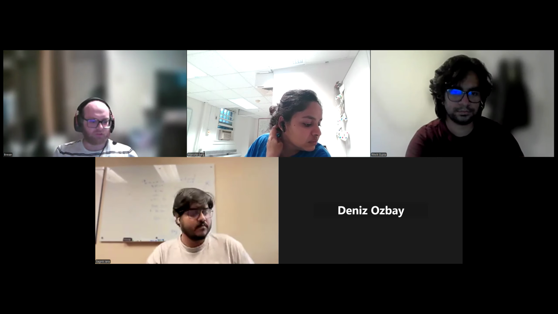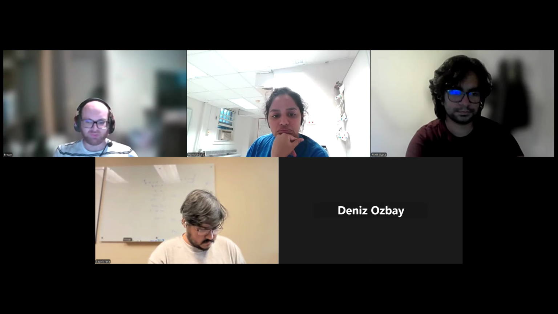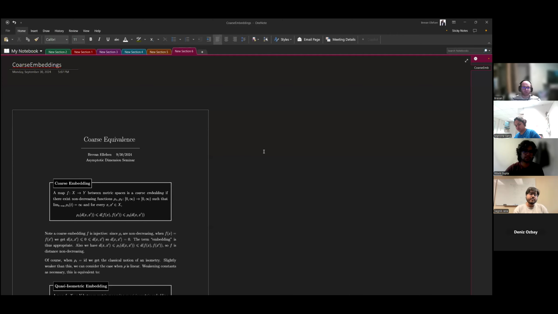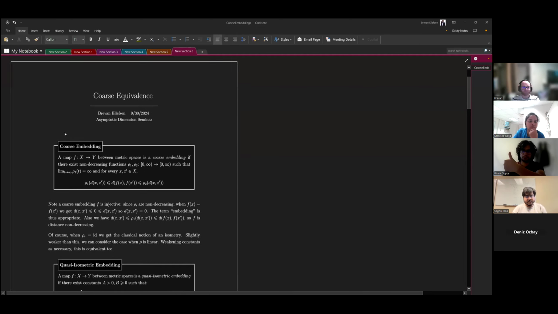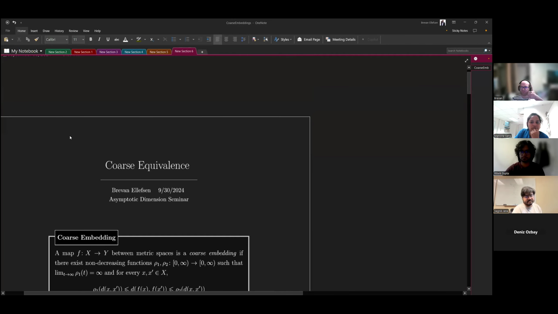Sorry, little new to this whole thing. It's been a while since I used Zoom. Share screen and coarse embeddings in OneNote. Okay, are you able to see my notes here? Yep. Okay, okay. And I can draw, right?